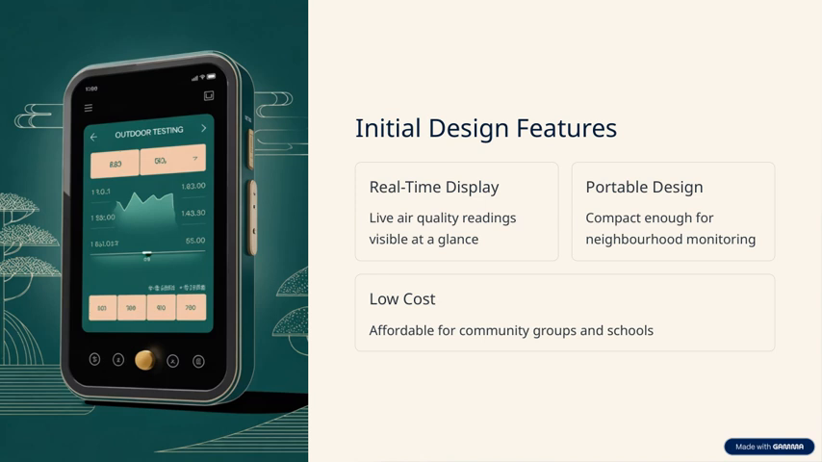Next, the device boasts a portable design, which is compact enough to be used for neighborhood monitoring. This flexibility allows communities to place the device in various locations without hassle. Lastly, the design is low cost, making it accessible and affordable for community groups and schools. This ensures that more people can get involved in environmental monitoring without financial barriers. Overall, these features are designed to make air quality monitoring more accessible, immediate, and community-driven, aligning with our goal of empowering everyone to take action for cleaner air.